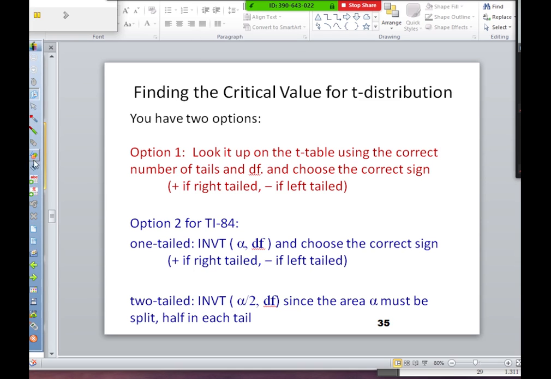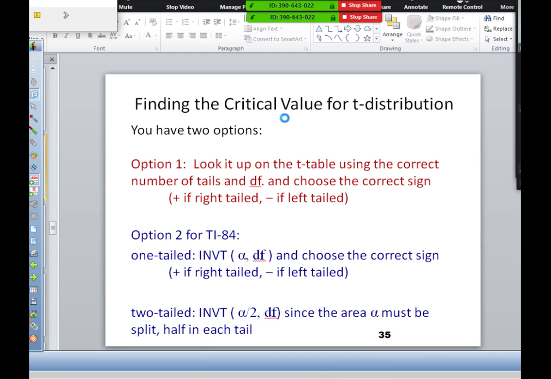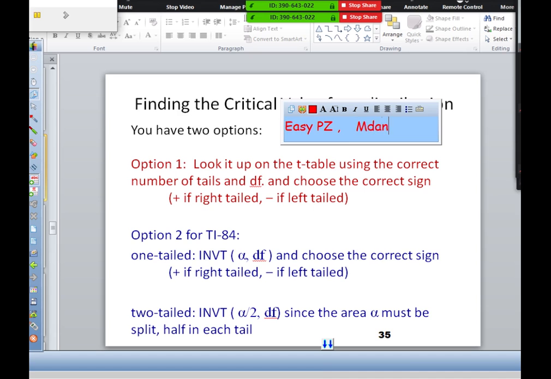And then this one again, my question is t-distribution. When do we use the t-distribution? And again, remember easy peasy or mean Mr. T.